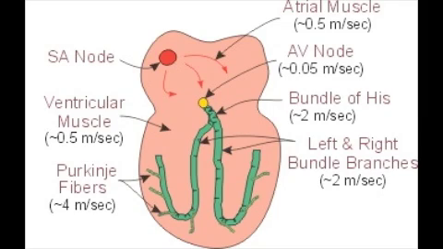Now we're going to look at the normal conduction of the heart, the impulses. Start in the SA node in the right atrium, go across the atrium to the AV node, which acts as a gatekeeper, goes down the bundle of His, divides to the right and left bundle branches that go out to the Purkinje fibers.